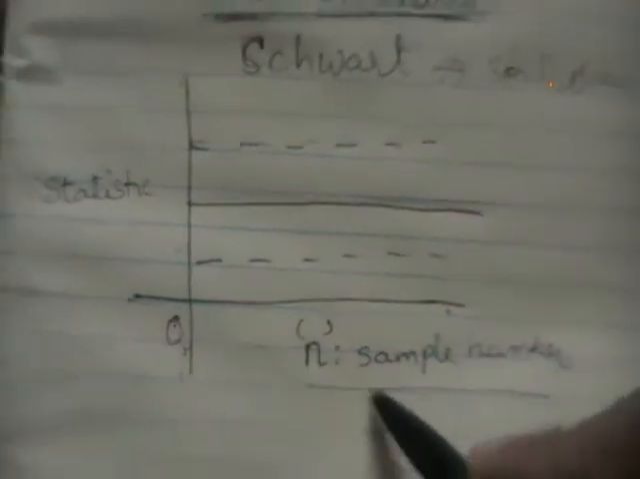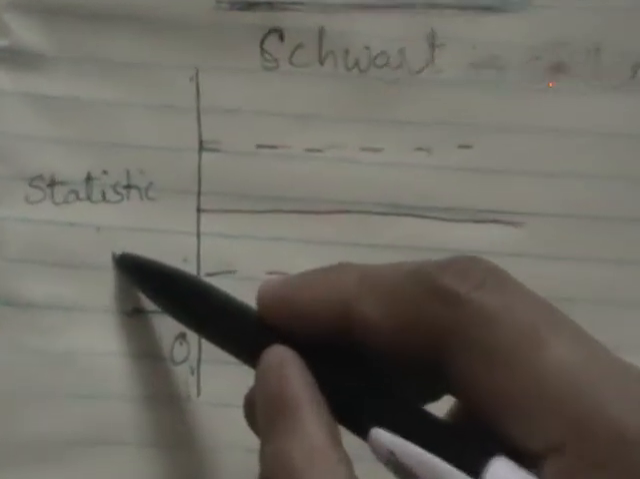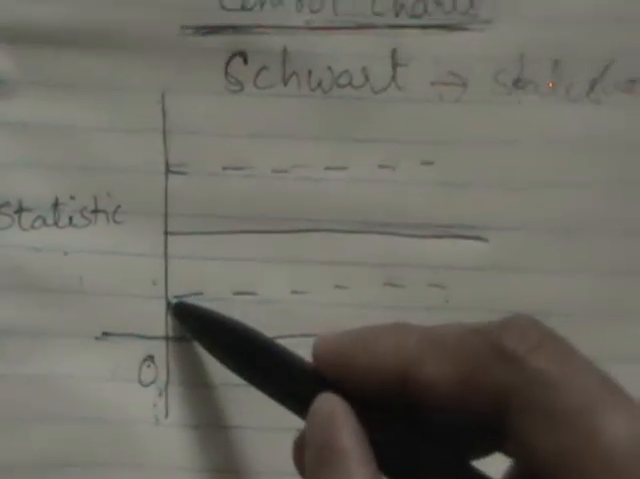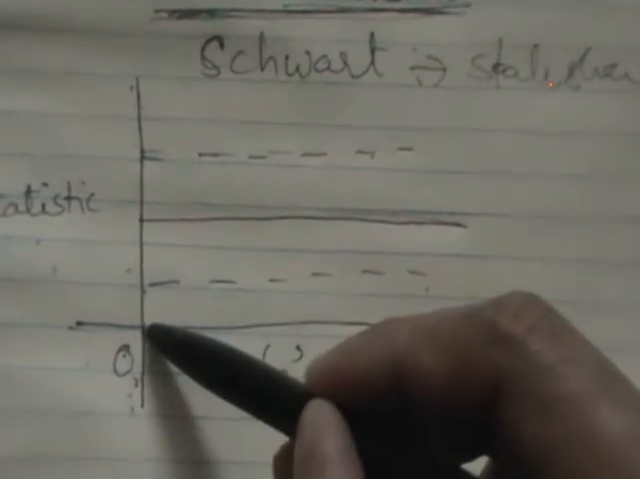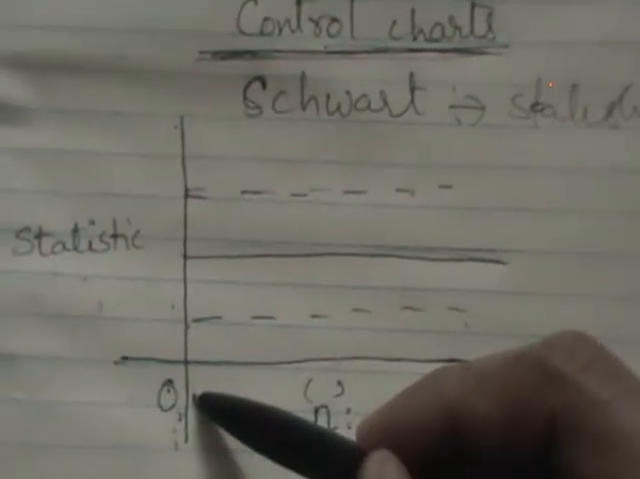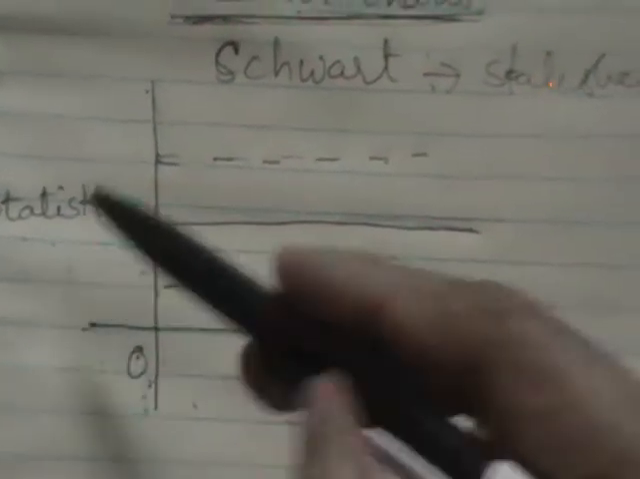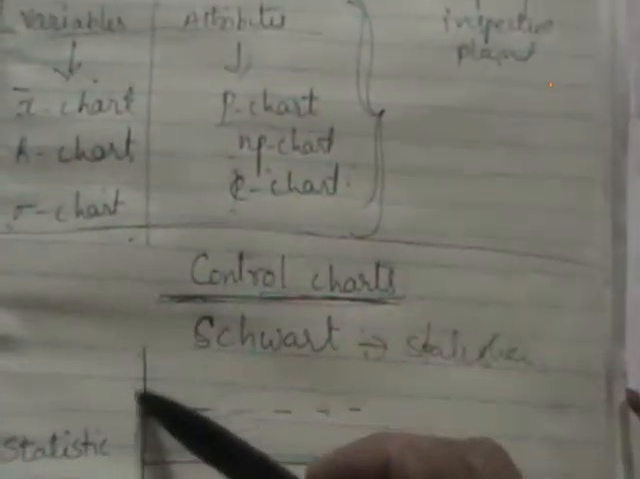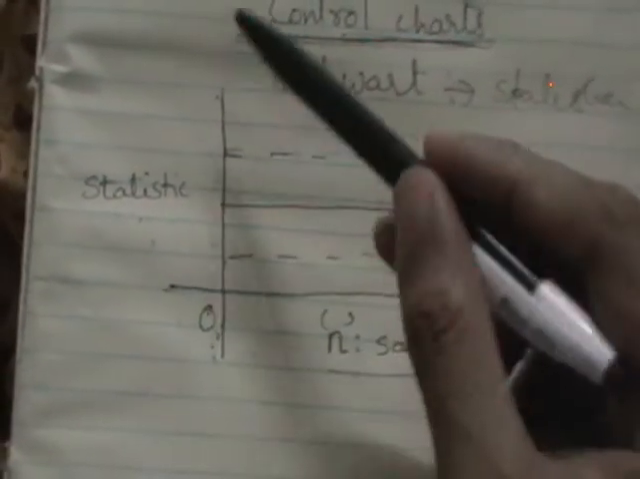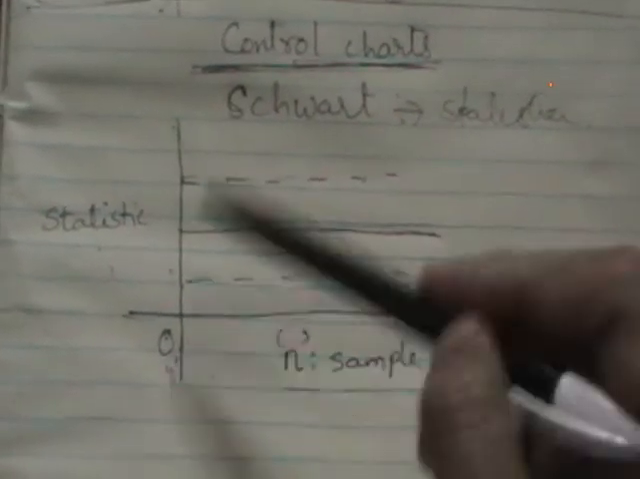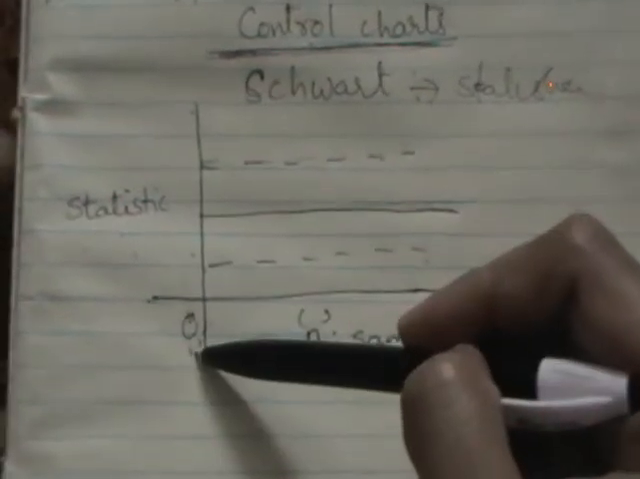On the x-axis, we always consider the sample number. On the y-axis, we always consider the corresponding statistic. If it is an X bar chart, the x-axis is the fixed sample number n, and on the y-axis we consider X bar. If it is a range chart, on the y-axis we consider range. If it is a sigma chart, we consider the standard deviation. If it is a P chart, we consider fraction defective on the y-axis. If it is an NP chart, we consider the number of defectives NP. If it is a C chart also, we consider C on the y-axis.